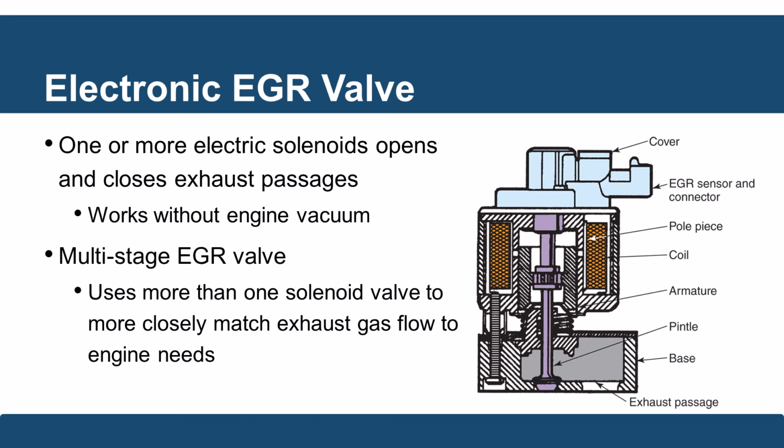Here, the electronic EGR valve, one or more electric solenoids can be opened and closed at certain exhaust passages. And this system works without engine vacuum since it's electronically controlled. There's multi-stage EGR valves, and those can use more than one solenoid valve, which really precisely controls the amount of EGR gas flow to the engine. Too much EGR gas recirculation, the engines are usually stumbling.